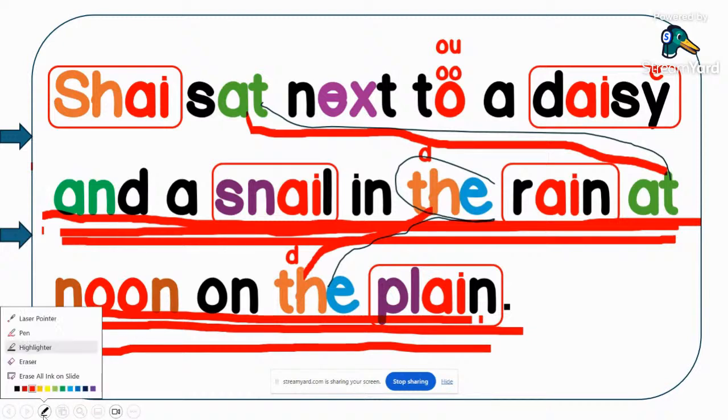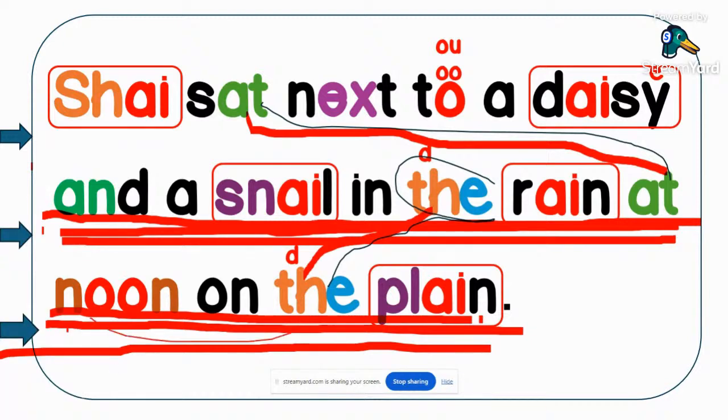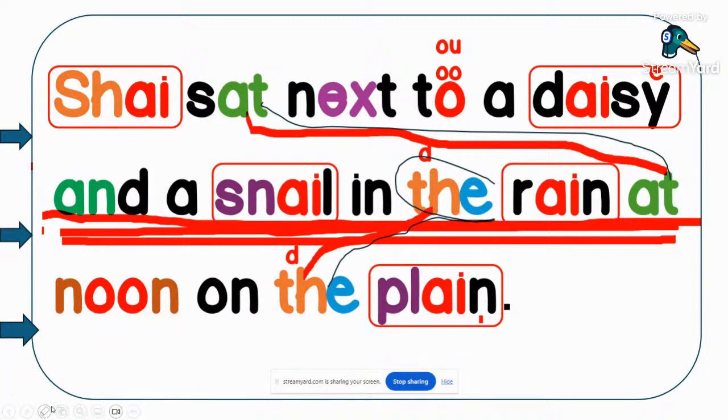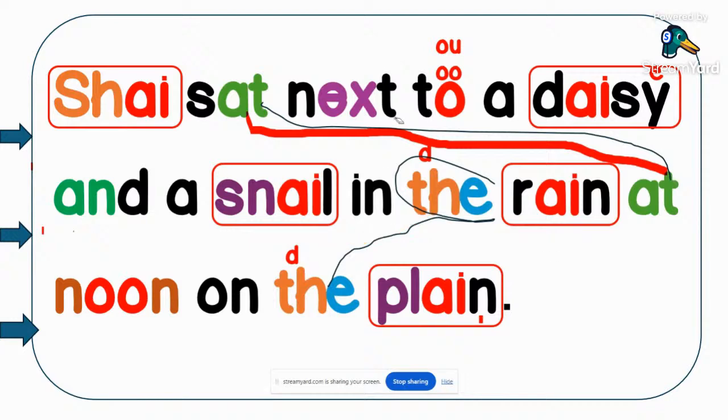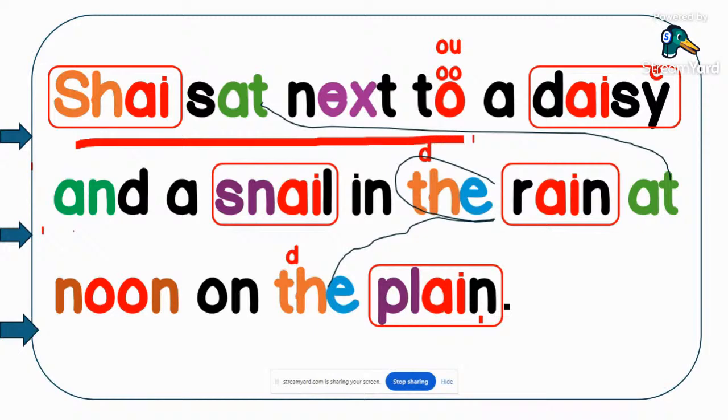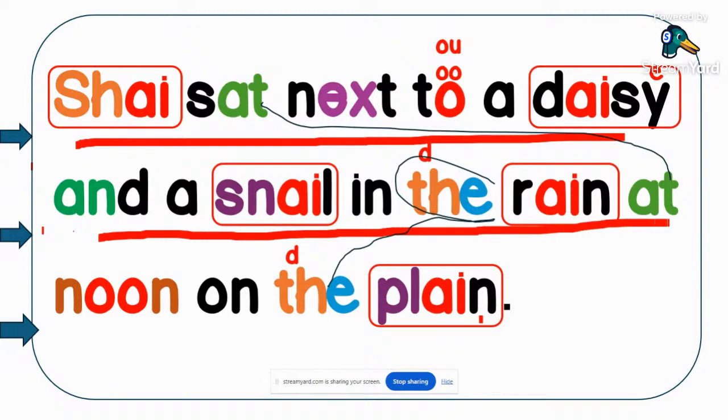Very good. Let's now read from the top. Let's see how much of it you remember. So we are going to be reading right from the top. If you're ready to go, let's do it. She sat next to a daisy and a snail in the rain at noon on the plane.